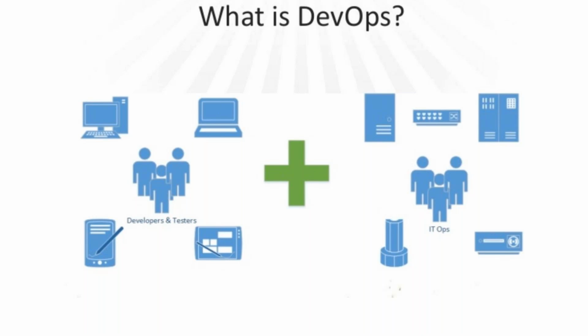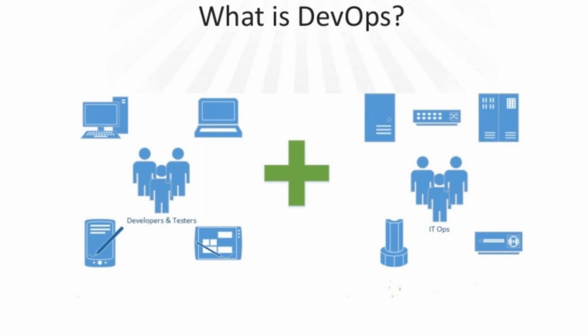So if you see in the picture, there are developers and testers, who are usually isolated from the IT operations guys. Both teams don't know how the other works. So in this plus sign, we can add DevOps, which reduces the gap between the developers, testers, and the IT operations. So this is how DevOps works.